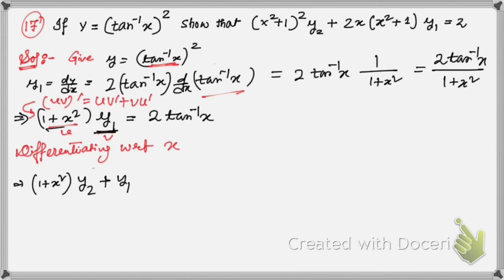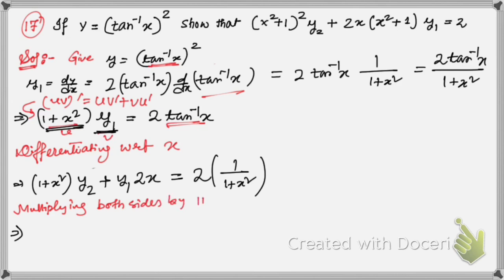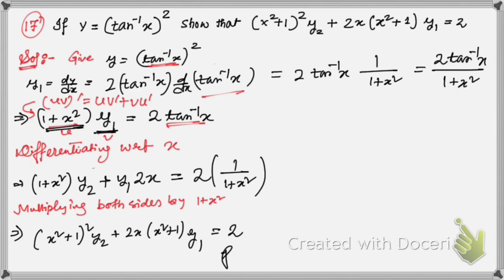Then y1 times the derivative of the first function, 1 plus x square, whose derivative is twice x. On the right side, the derivative of tan inverse x is 1 by 1 plus x square. If you multiply both sides by 1 plus x square, 1 plus x square can be written as x square plus 1. So we get x square plus 1 whole square y2, plus twice x square plus 1 y1. On the other side, you will get 2, after multiplication of 1 plus x square on both sides. So that's proved. Hope you have understood this.